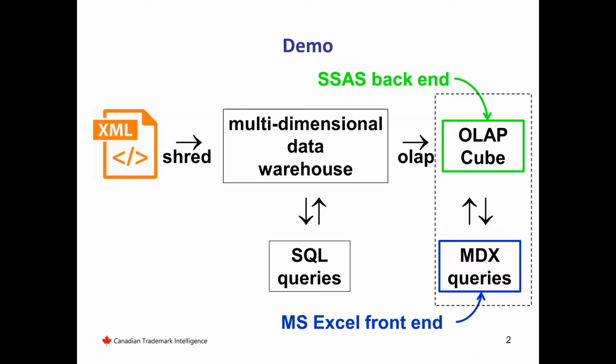In the green rectangle at the top, we have a so-called OLAP cube, which I've built off my multidimensional data warehouse using Microsoft SQL Server Analysis Services. OLAP stands for Online Analytical Processing. It's commonly used in business intelligence applications.